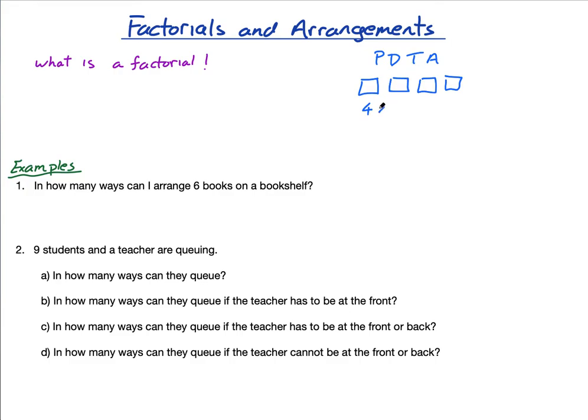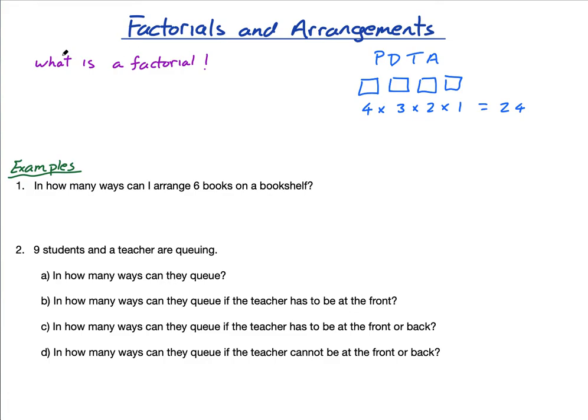So I do 4 times 3 because of my product principle. So I'm going to do 4 can go here and 3 here, and then there'll be 2 left that can go here, and then there'll be only 1 left that can go here. So the answer to the number of ways I can arrange these people is actually 4 times 3 is 12 times 2 is 24. There are 24 ways to arrange these people. Now this 4 times 3 times 2 times 1 is a factorial.